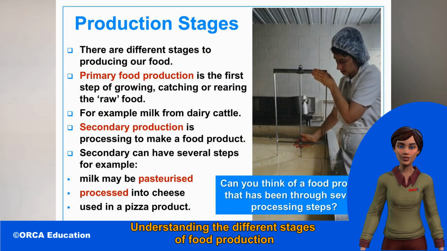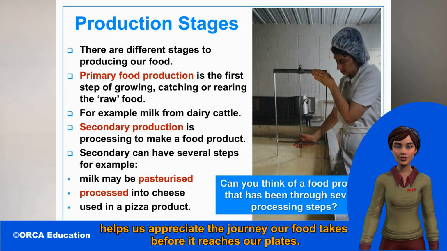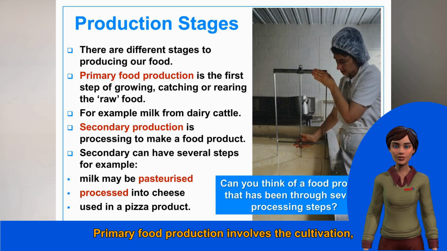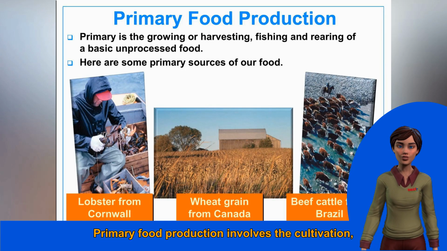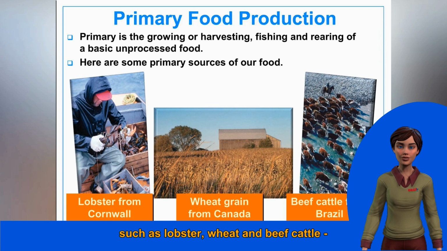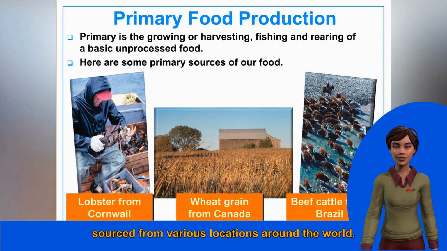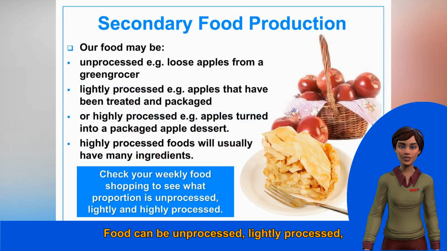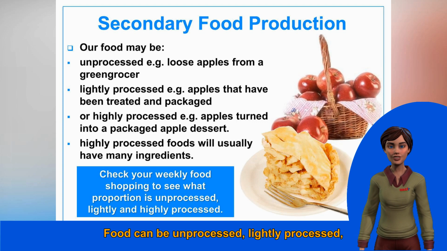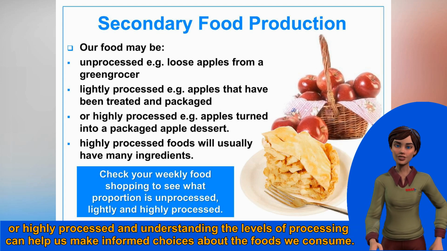Understanding the different stages of food production, from primary to secondary processing, helps us appreciate the journey our food takes before it reaches our plates. Primary food production involves the cultivation, fishing, and rearing of basic unprocessed foods, such as lobster, wheat, and beef cattle, sourced from various locations around the world. Food can be unprocessed, lightly processed, or highly processed, and understanding the levels of processing can help us make informed choices about the foods we consume.